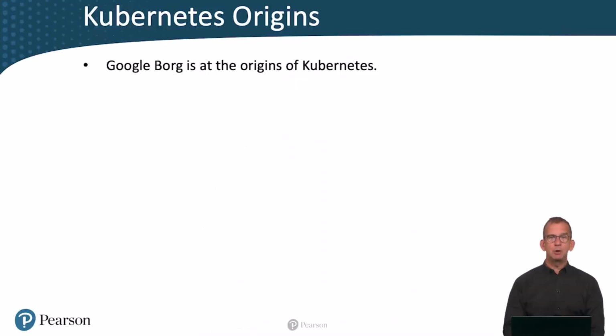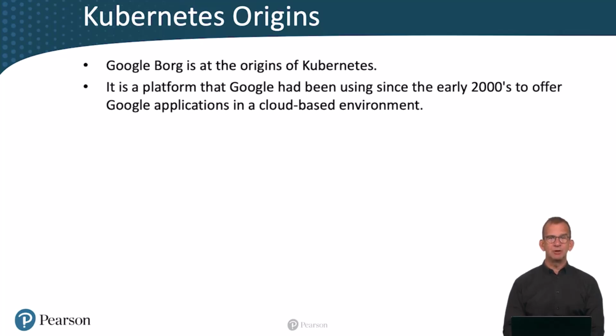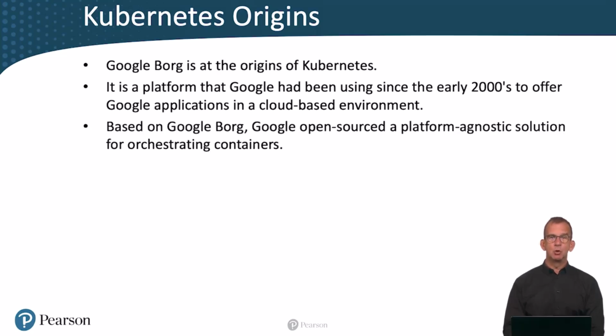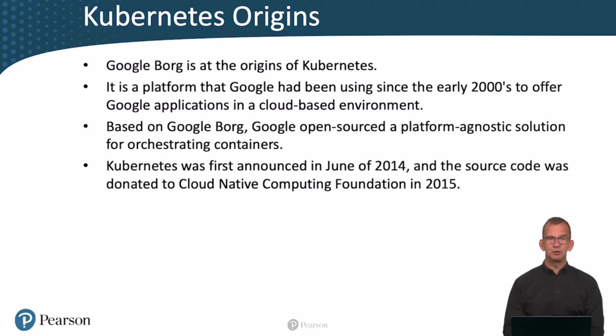So where does Kubernetes come from and why has it become rapidly so successful? That's maybe because Google Borg is at the origins of Kubernetes. And Borg is the platform that Google had been using since the early 2000s to offer Google applications in a cloud-based environment. Based on Google Borg, Google open sourced a platform-agnostic solution for orchestrating containers. And Kubernetes was first announced in June of 2014, and the source code was donated to Cloud Native Computing Foundation in 2015. And I guess that it's the reliability and the reputation of Google as a company that made Kubernetes become a success so rapidly. Let's face it, Borg was using Google applications and donating that to open source. That means that the open source community has something that is ready to use.